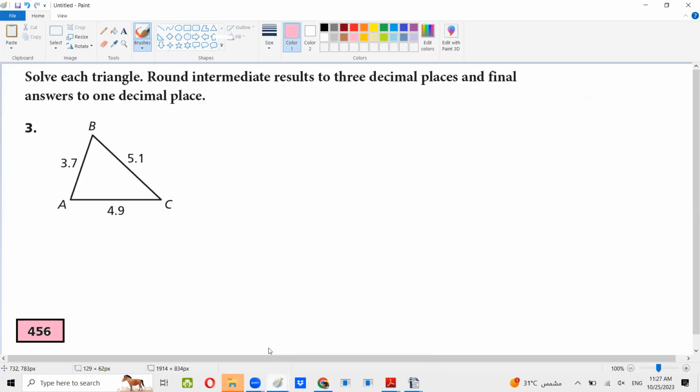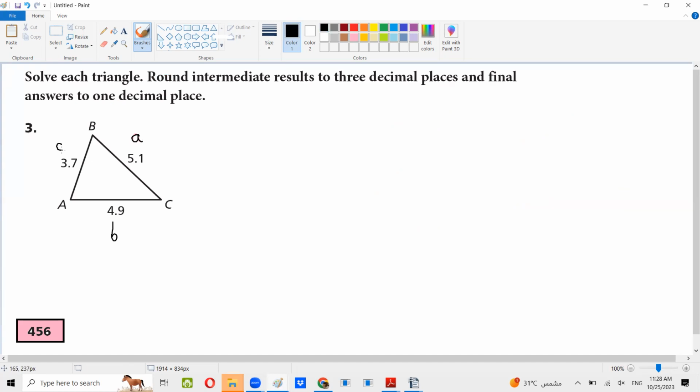So I will use the law of cosine. How can I solve it? How can I start with it? I will start with the side. Look, I'll give you a way to memorize it. Angle A has side A, angle B has side B, angle C has side C. And all of you know this way.